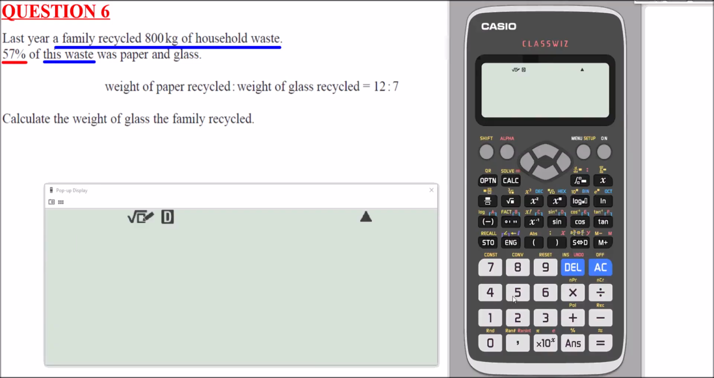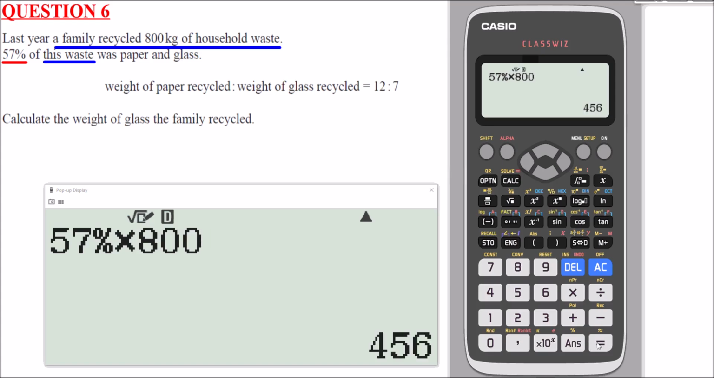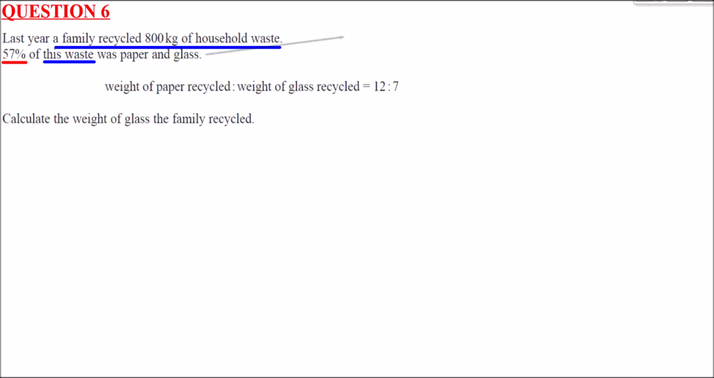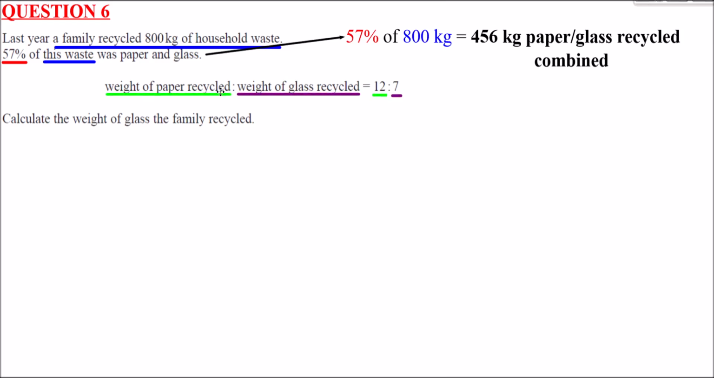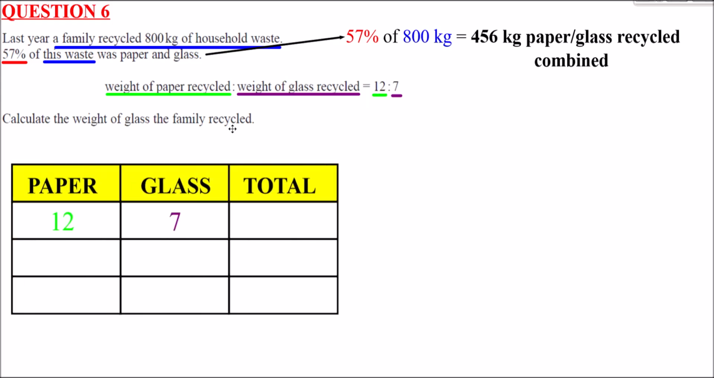So what I can do now is work out what 50% of 800 was, and that will tell us the mass of recycled paper and glass this family have got through. 456. So they must have recycled 456 kilograms of paper and glass. As well as that, the paper recycled to the glass recycled is in the ratio 12:7. And so I can now split this 456 into this ratio 12:7. So 12 lots of paper, 7 lots of glass.